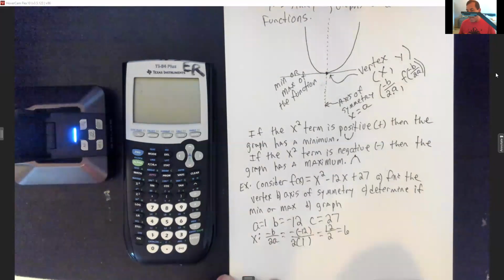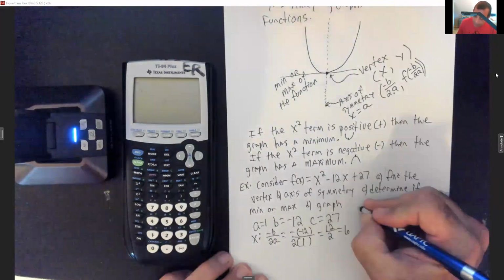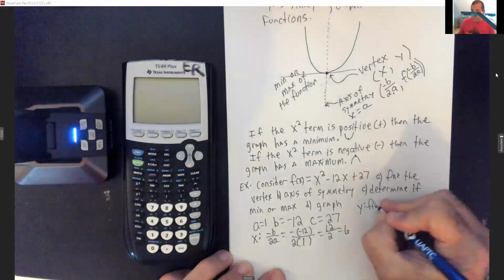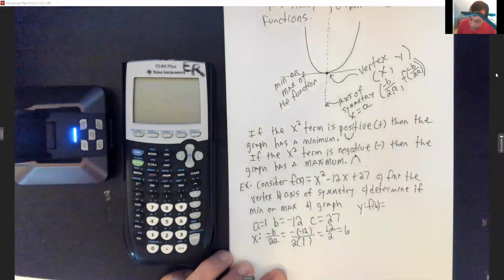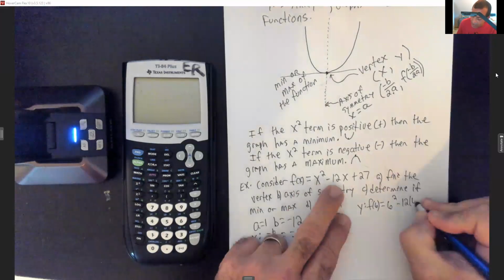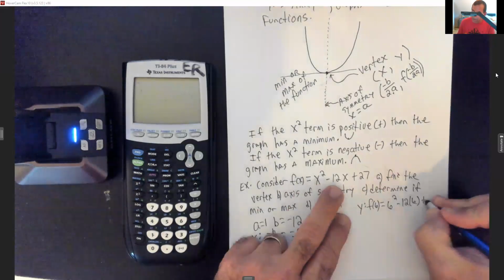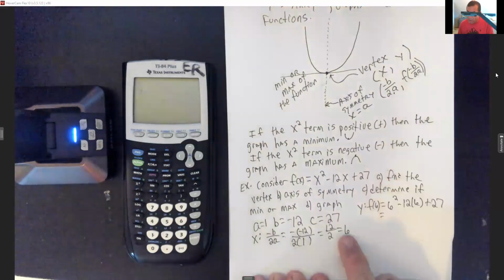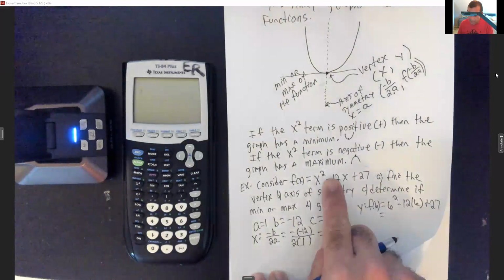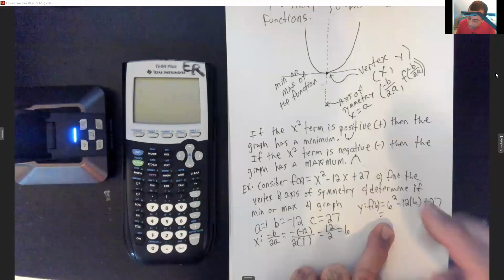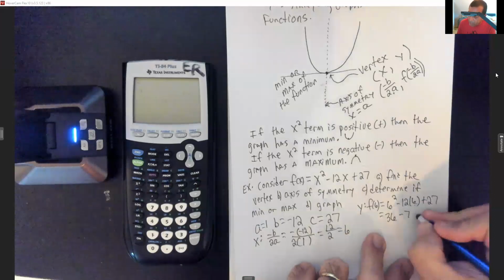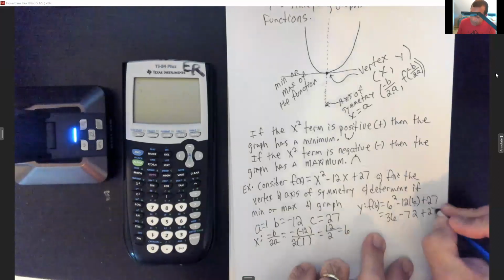So I've got to find the Y coordinate. To get the Y coordinate, I take this equation and I find f of 6. F of 6 will be 6 squared minus 12 times 6 plus 27. So find your X value, then plug it back into the equation and get the Y value. All right, y'all, 6 squared is 36, minus 12 times 6 is 72, plus my 27.